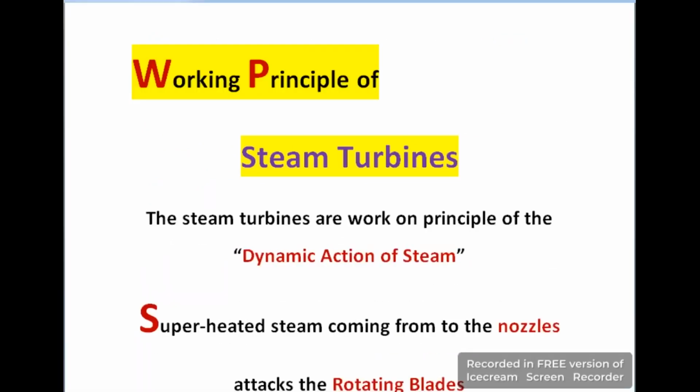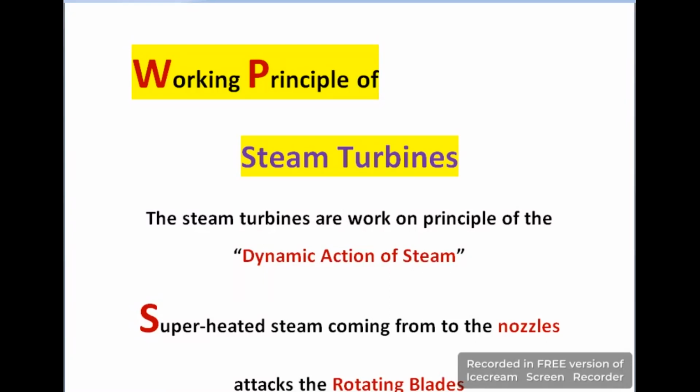Working principle of steam turbines. The principle of steam turbine is very simple. This principle revolves around only a single word, steam. So the turbine works due to dynamic action of steam. You know well that steam is available in different types, so you must remember that here superheated steam is used for the turbine.